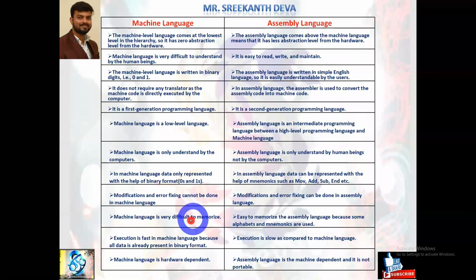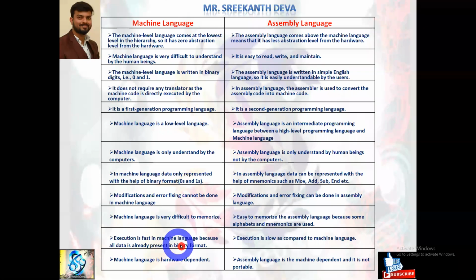machine understandable language. Modification and error fixing cannot be done in machine language, but modification and error fixing can be done in assembly language. Machine language is very difficult to memorize, because you need to memorize opcode, addresses and operand information. The assembly language is easy to memorize because alphabetic mnemonics are used. Here everything is symbolic operation code and symbolic address, like add, sub, load, store, load B, add C, store D. Assembly language is somewhat easier to memorize compared to machine level language.